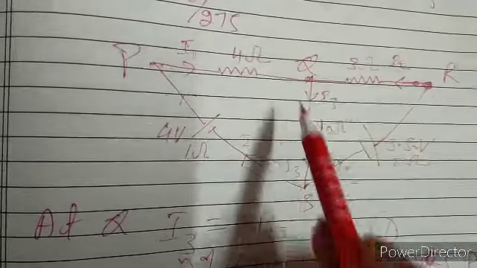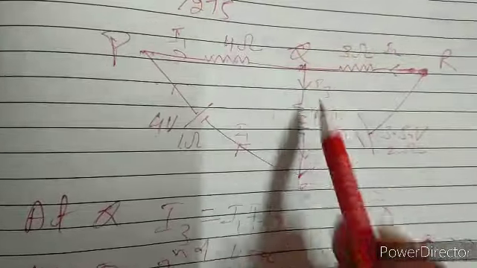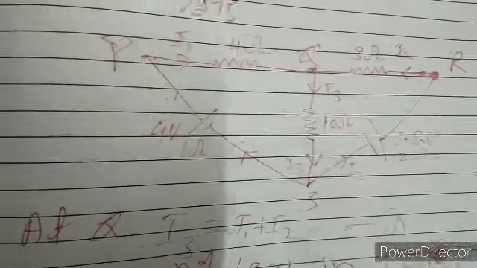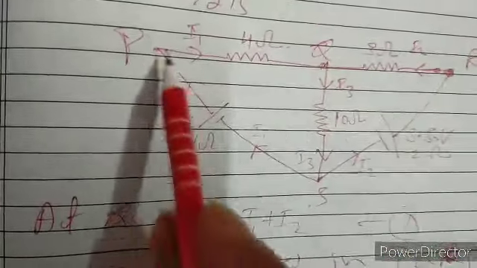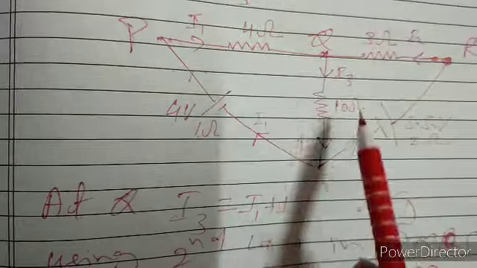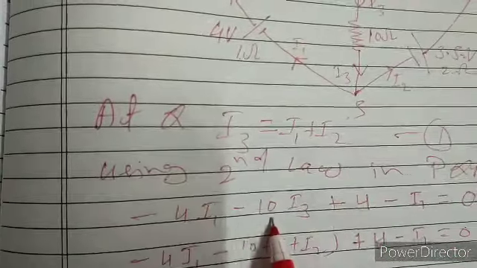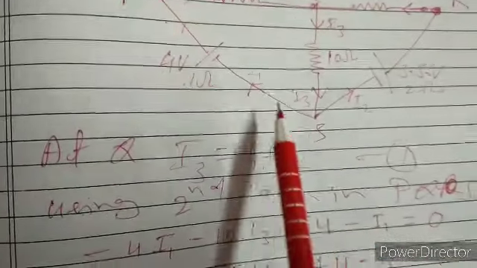Then from Q to S, this loop we have selected now. Then we will go through this way, Q to S. We are going either clockwise or anti-clockwise; we are going clockwise. From Q to S, I3 into 10. Now since the current is moving in the same direction as us, minus 10 I3. Now from S to P.